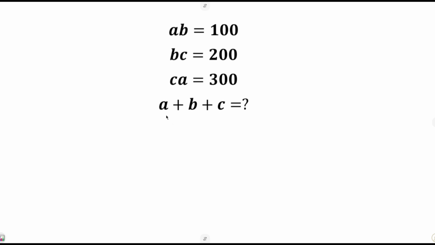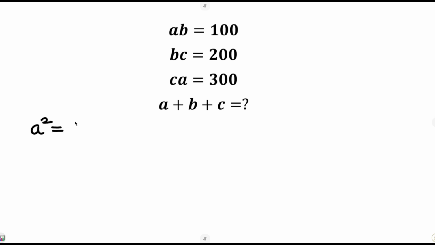Let's find the value of a plus b plus c, given that ab is 100, bc is 200, and ca is 300. Well, our first step will be for us to find a squared.